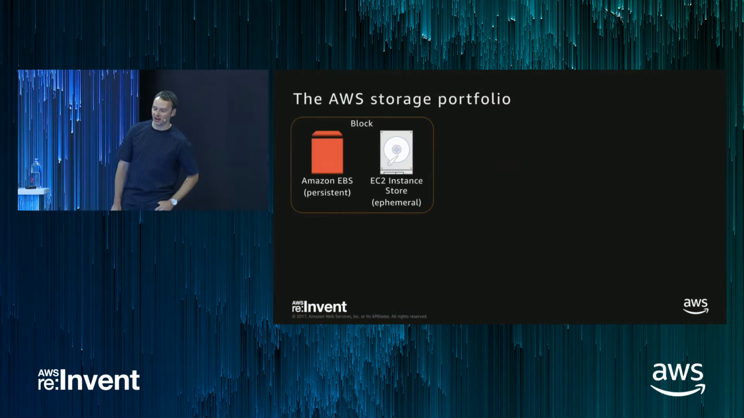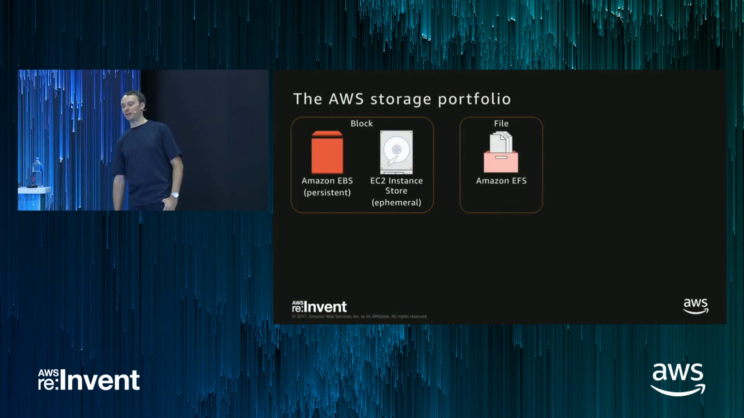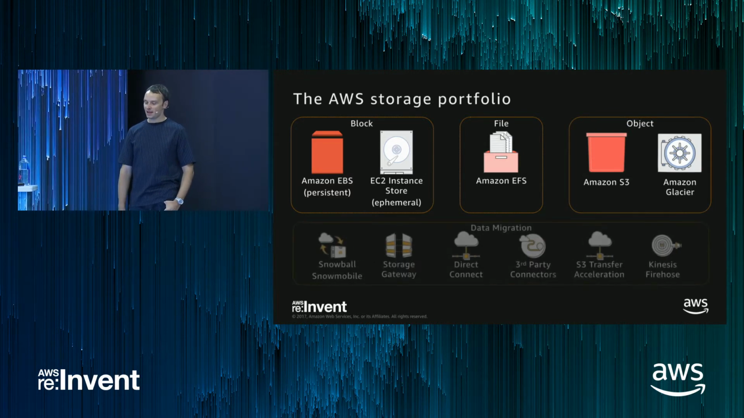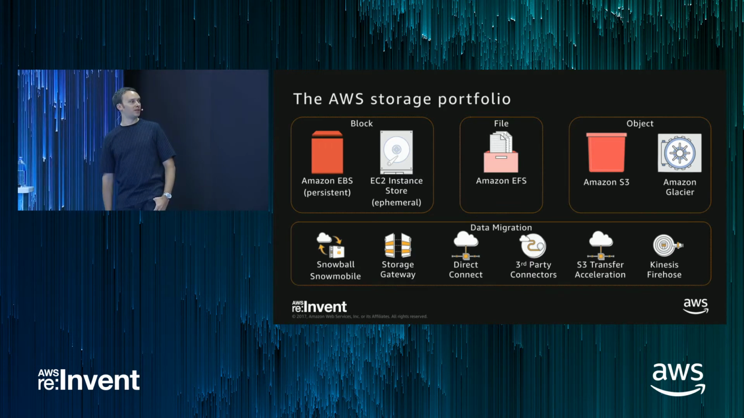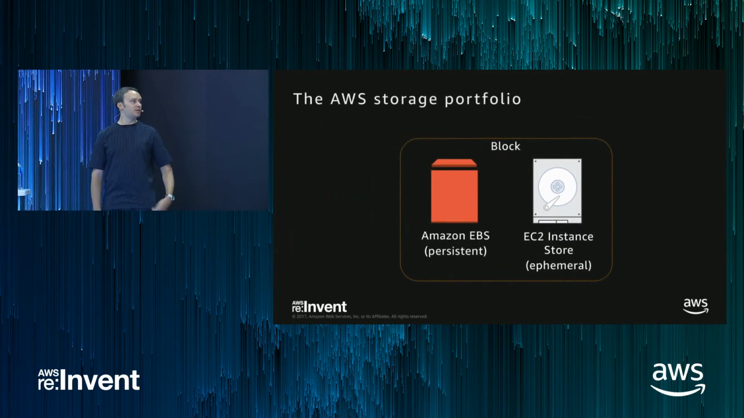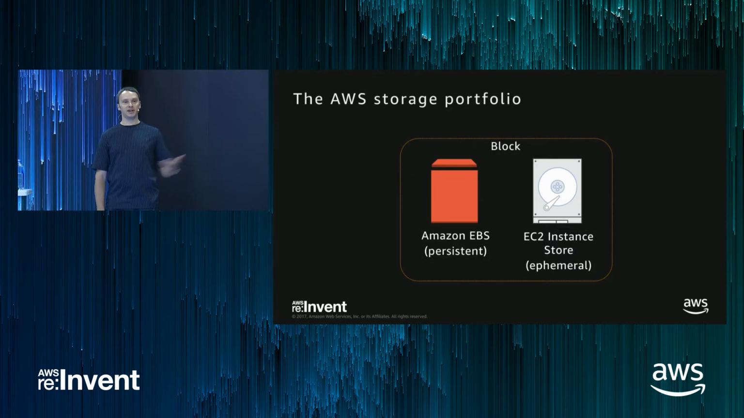So in our portfolio, we have block, file, and object. So block, we have EBS, an instance store that runs on the actual instance, and multiple ways of moving data in and out of the cloud. So we're going to focus on block, and we have the two offerings here. So EBS and instance store.